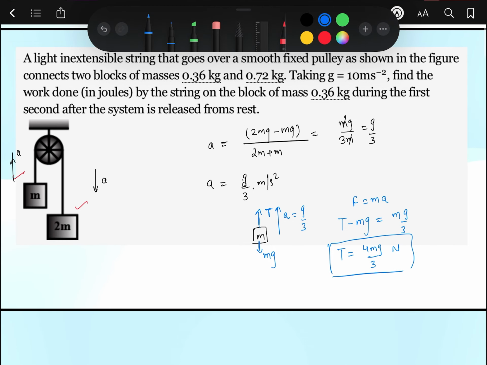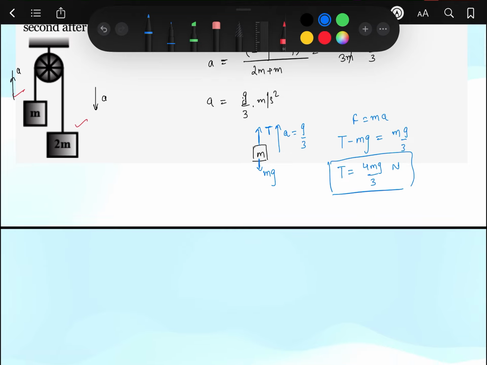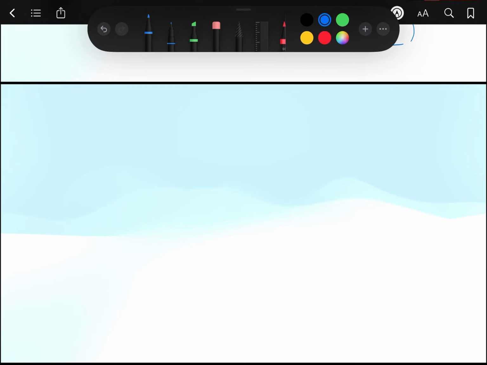So this 4 mg by 3 newton is the tension in the string, and we have to find out the work done by this string, that means work done by this tension force on this block of mass m in the first second after the system is released from the rest. So when this system is released from the rest, the initial velocity of this block of mass m is 0, and it is moving in the upward direction with an acceleration a is equal to g by 3.